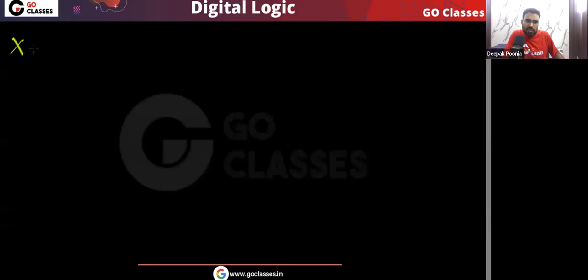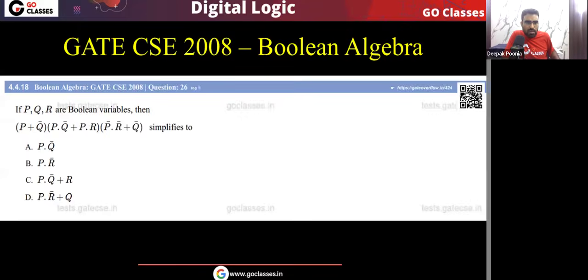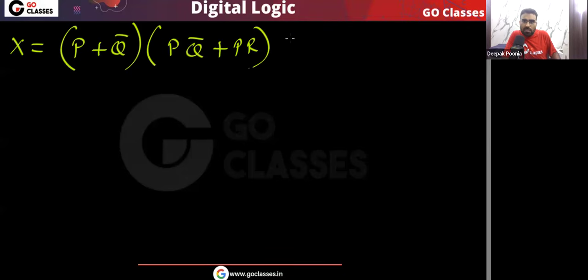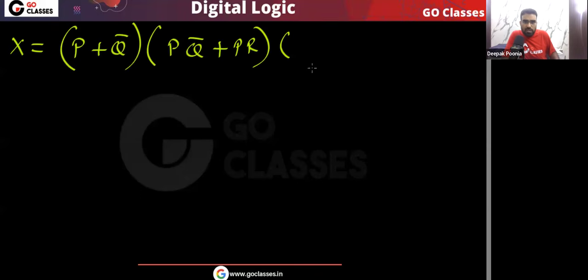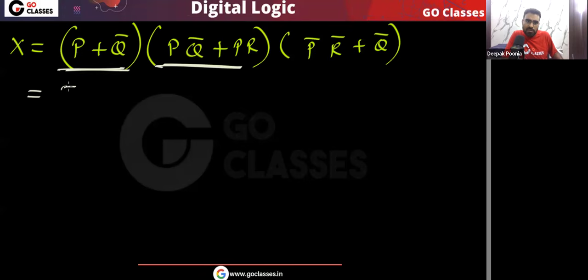So this X that is given to us, this expression is P or Q bar. Next, what we have? We have P bar, Q bar, or PR. Next, what we have? P bar, R bar, or Q bar. Okay. So let's see here. What we can do? We can first multiply this. Okay, let's do this and this. Let's multiply them.